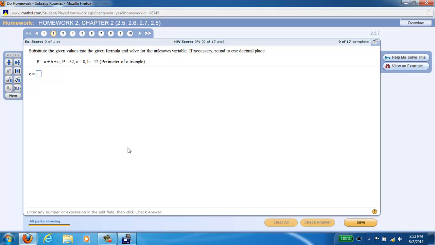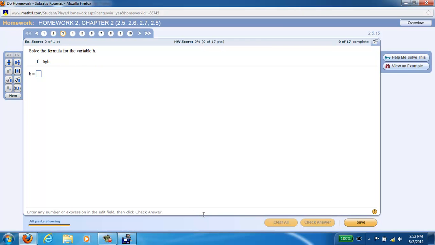Problem number 2, we have to solve the equation for c. So we know the perimeter, we know a, we know b, so you substitute p by 32, a by 8, b by 12, and then you solve for c.